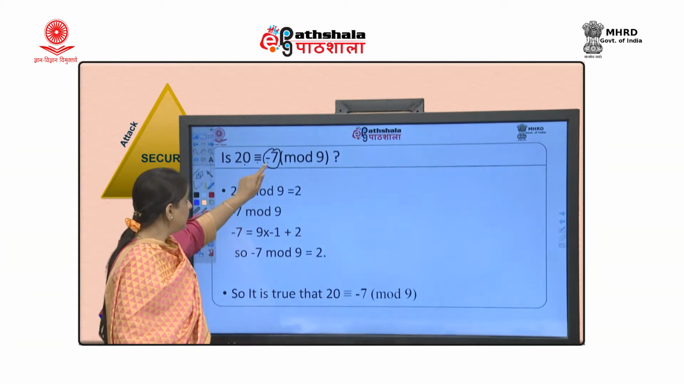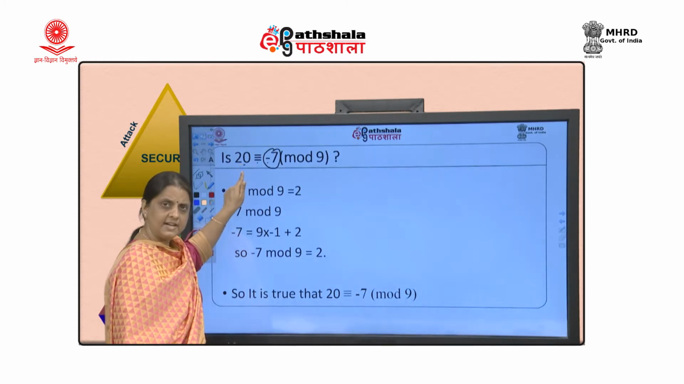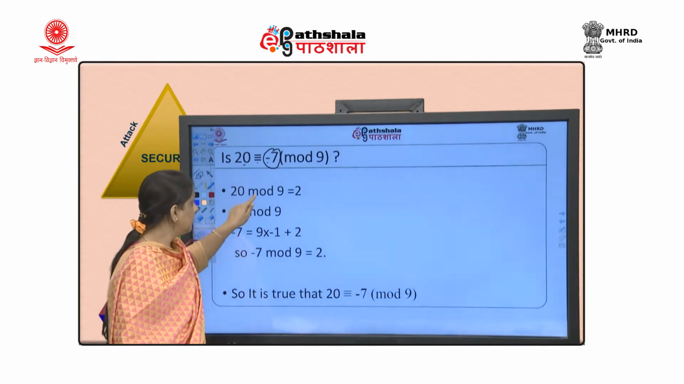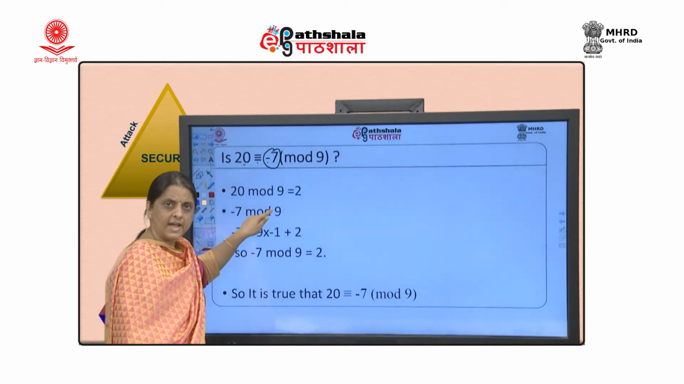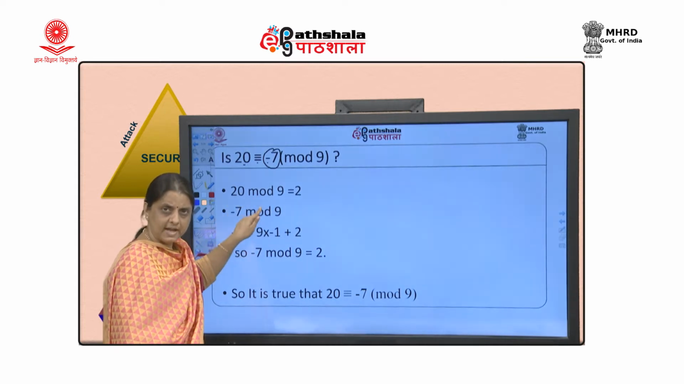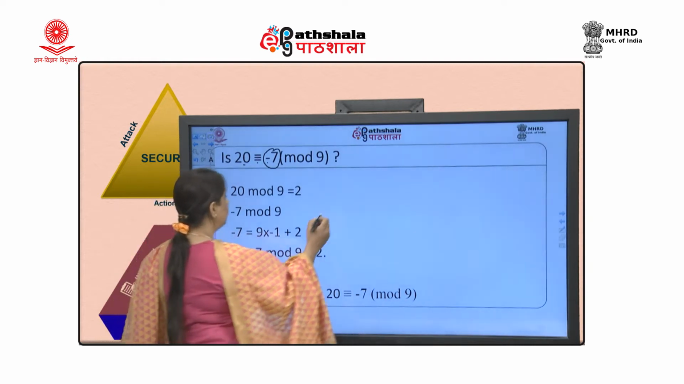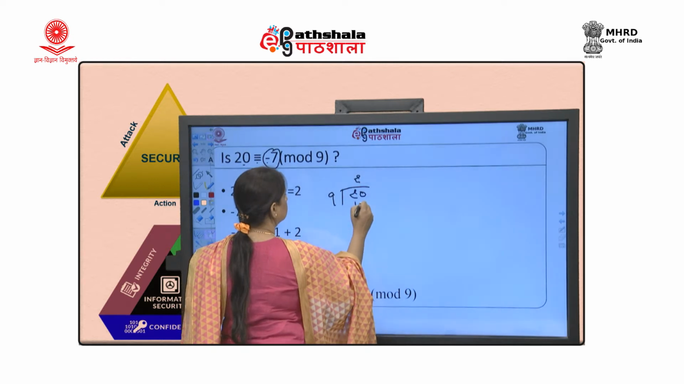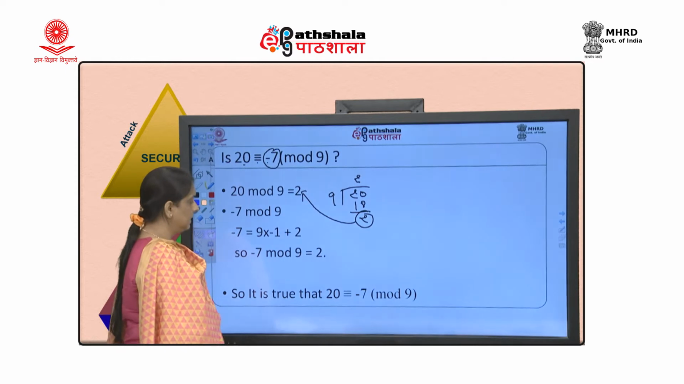Now, how can we deal with this situation? For you, the left hand side number is easy to deal with because it is a positive number. So, 20 mod 9 means you divide 20 by 9, the quotient would be 2 and the remainder would be 2. So, I have reflected this remainder here.